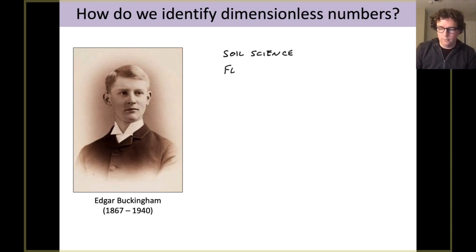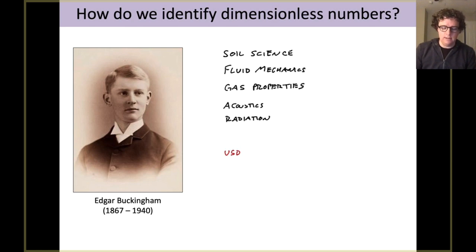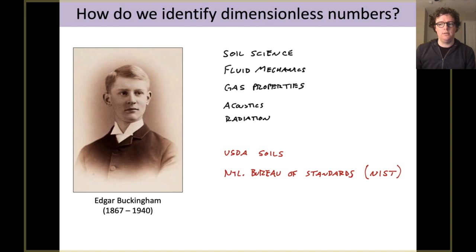Buckingham was a bit of a Renaissance man as far as scientists go. So he had expertise in a host of different areas. After doing his PhD work at, I believe it was Leibniz in Germany, he worked for the USDA's Bureau of Soils, and then he spent a majority of his career at the U.S. National Bureau of Standards, which is now an organization called NIST. And this is a place that basically ensures that we understand how to make consistent measurements. So this is Buckingham. It is his pi theorem that we use.